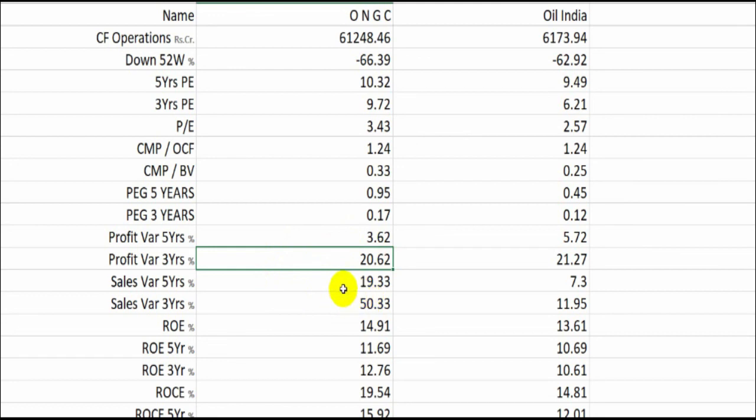The sales have grown at the rate of 19% since last 5 years for ONGC, whereas Oil India sales have grown at 7.3%. We have to understand that Oil India is a smaller company when compared with ONGC.